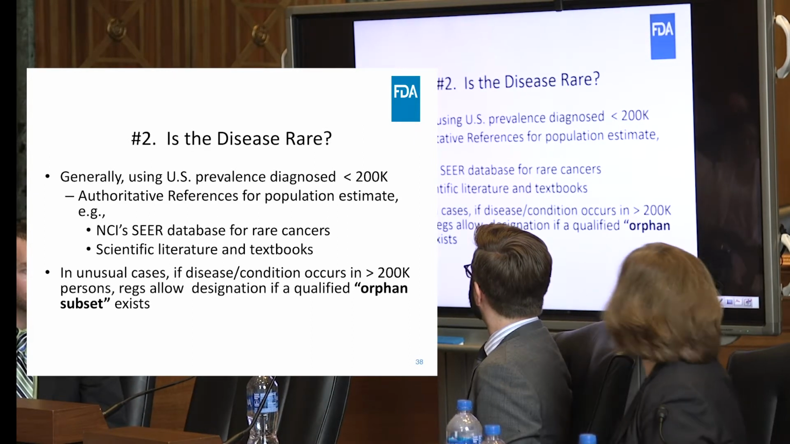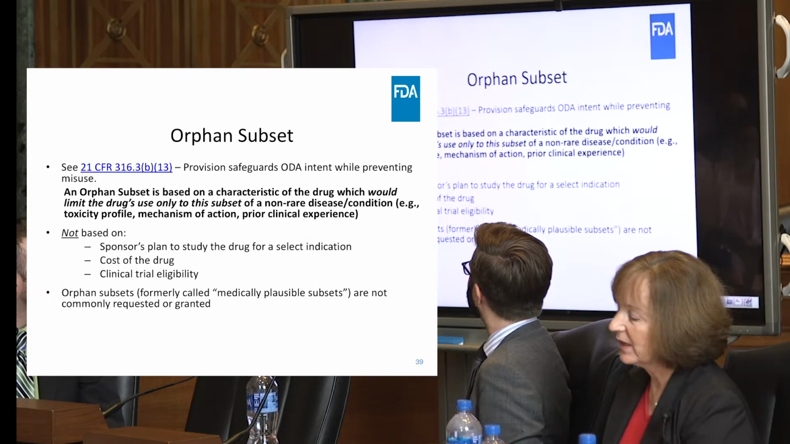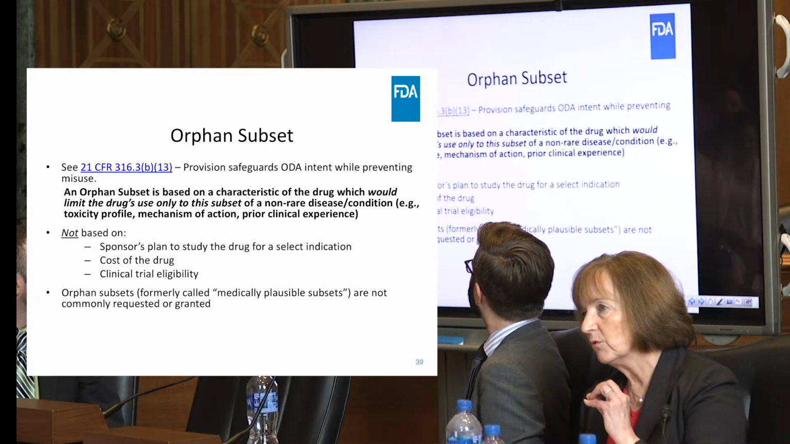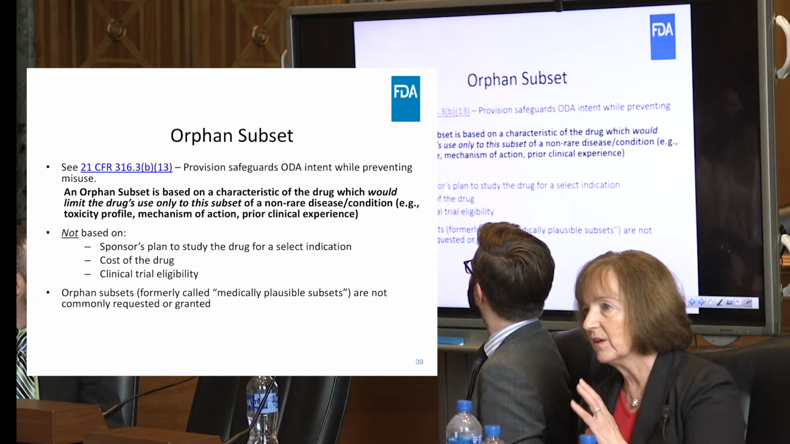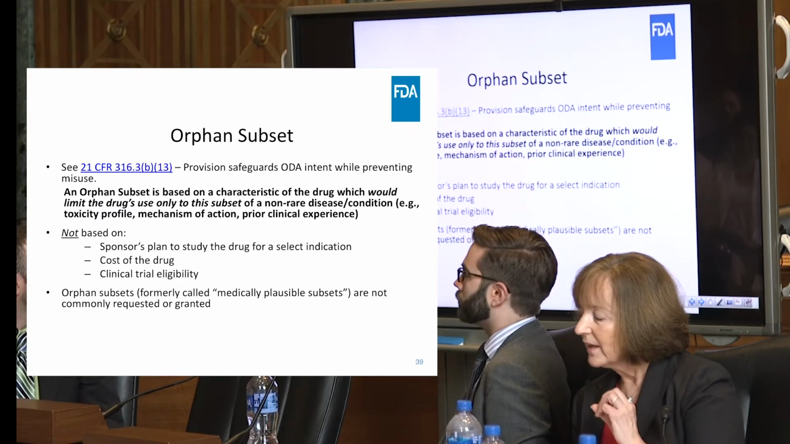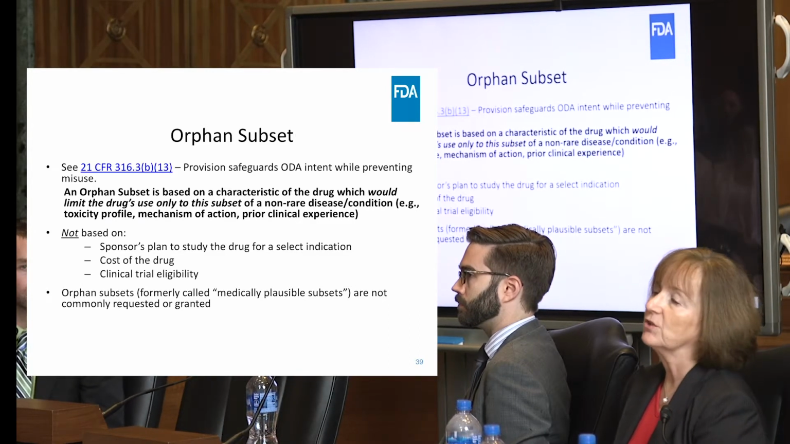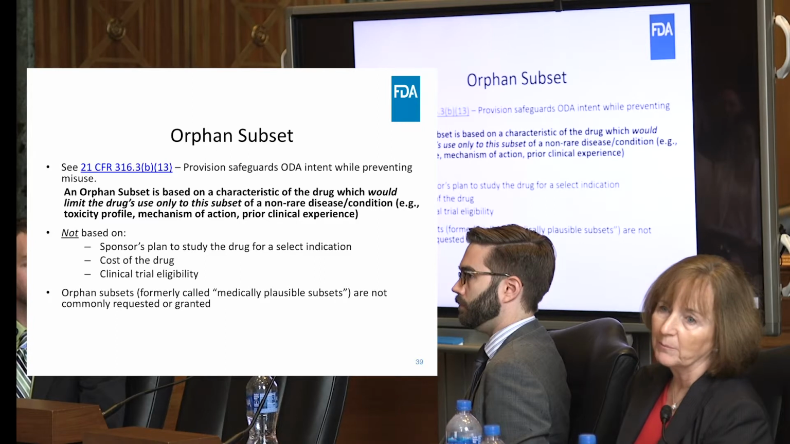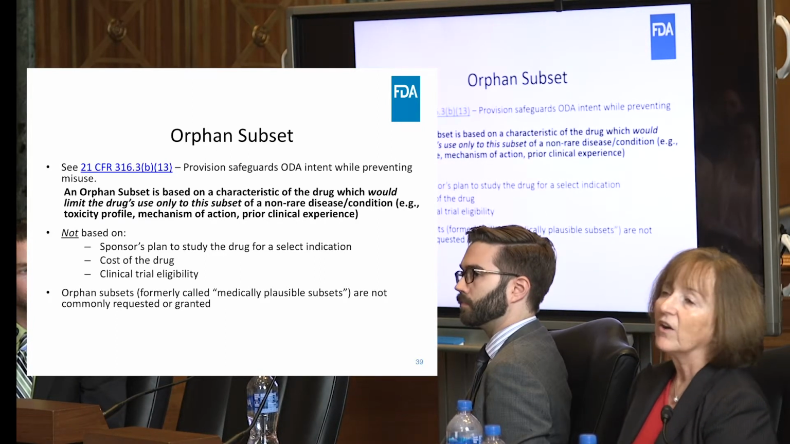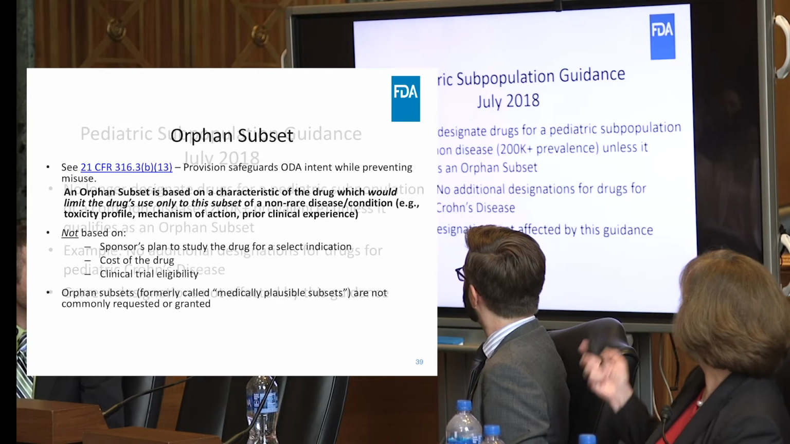Once in a while, and it's very unusual, we may take a common disease and look at it as a subset, an orphan subset. And to do that, I would suggest again you go to our regulation. It will tell you that an orphan subset is designed to prevent misuse, and there is a very definite attempt to do that. So an orphan subset is based on the characteristics of the drug, which would limit its use only to that subpopulation, and it should not be used outside that population is the concept. Artificial subsets, such as based on what they plan to study, should not be considered.